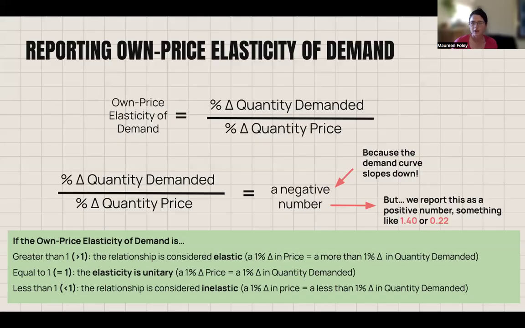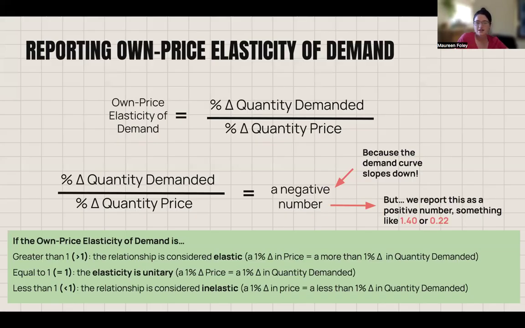If that number is exactly equal to 1, then we call the elasticity unitary. Now this is not very common, but unitary elasticity would be if it's equal to 1. Usually things fall a little bit more on the elastic side or a little bit more on the inelastic side.